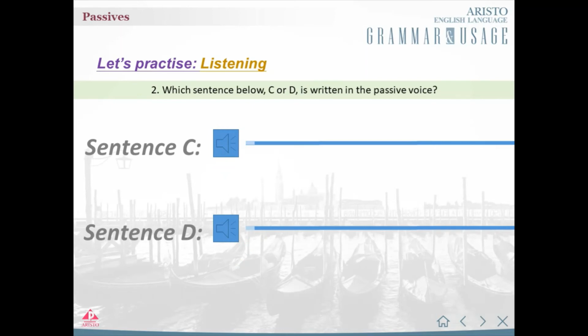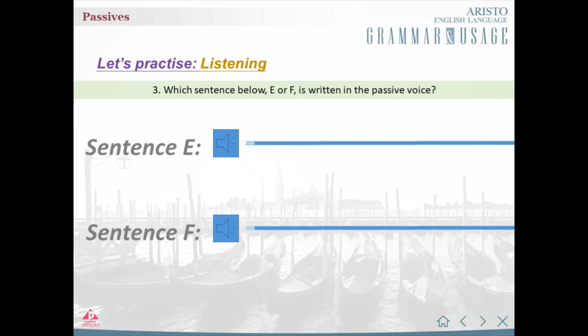Question 2. Which sentence below, C or D, is written in the passive voice? C. All her friends are going to be invited. D. Sharon is going to invite all her friends. The answer is sentence C. All her friends are going to be invited.